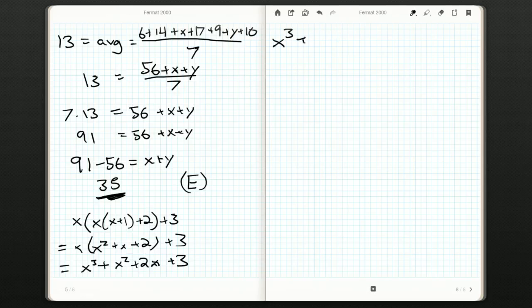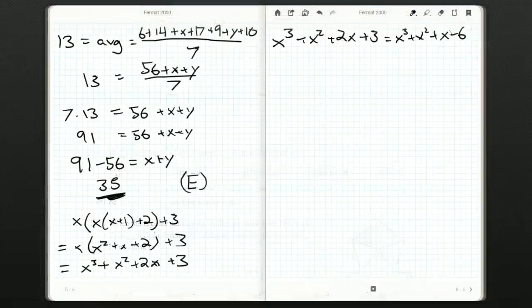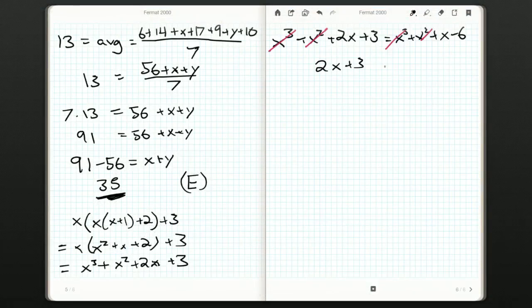And what do we know? Well, we're told that this polynomial, the left-hand side polynomial, is equal to x cubed plus x squared plus x minus 6. And I'll just go back and double check that. Yep, minus 6. Okay. So I want these to be equal, and I want to find the values of x that satisfy this. But I notice I get x cubed on both sides and x squared on both sides. So it's very easy to cancel these guys out. And we're left with 2x plus 3 is equal to x minus 6.